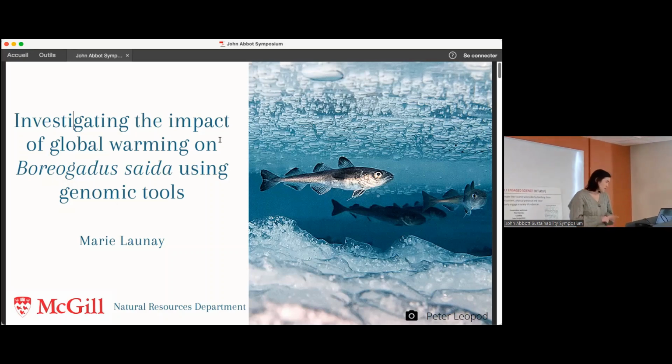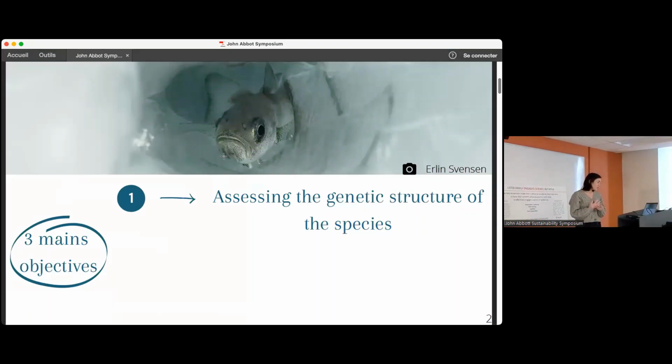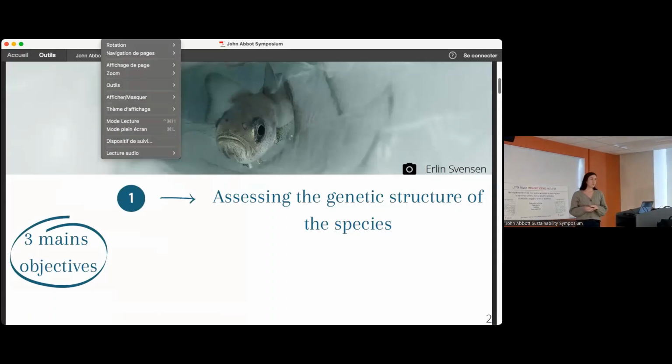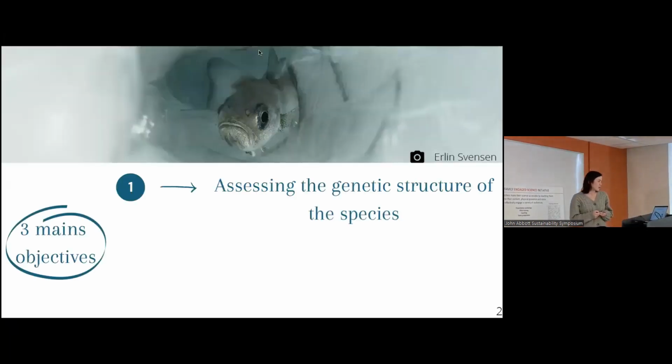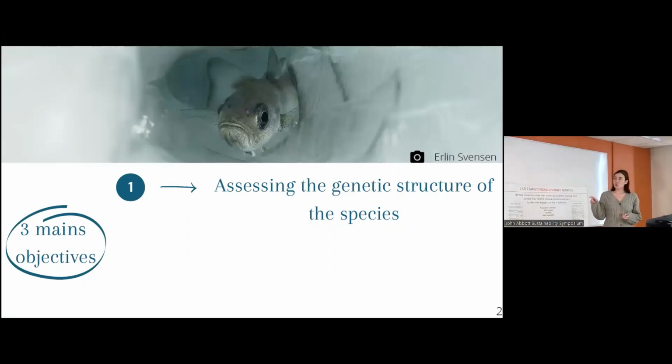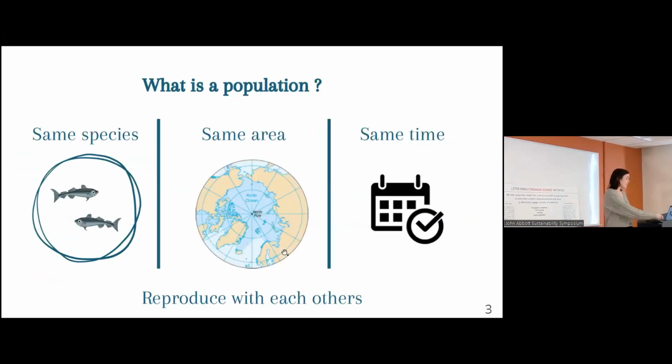So the main objective of my PhD is to assess the genetic structure of the species. Maybe you're not very familiar with that, so I will start with a little bit of background. In ecology, when we talk about a population, we refer to individuals of the same species that live in the same area at the same time and that can reproduce with each other.